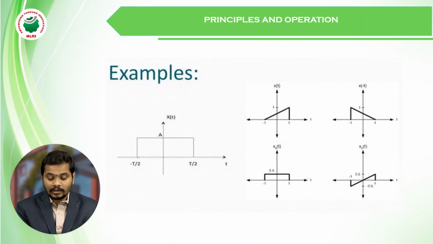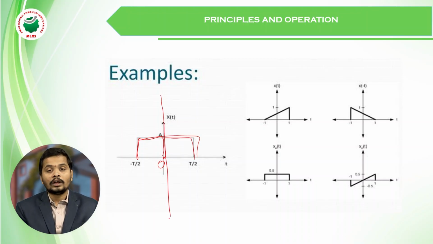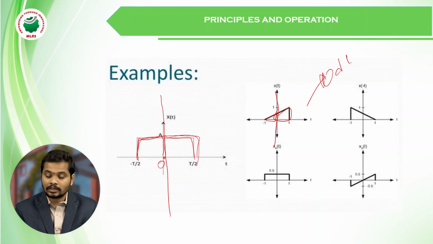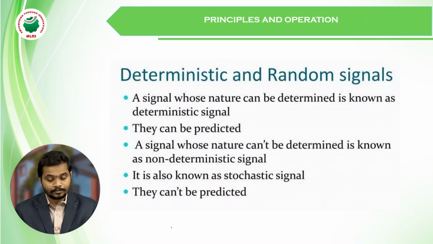See here, from the period of 0 to minus T by 2 and 0 to T by 2, the signal is the same, meaning symmetric. What is symmetric? If half of the signal is taken here, the same portion will be reflected in the other portion. If you see here, it is not symmetrical. The shape from here to here is different, and here to here is different. These are the asymmetric signals or odd signals. It cannot be repeated. It is a symmetrical signal.